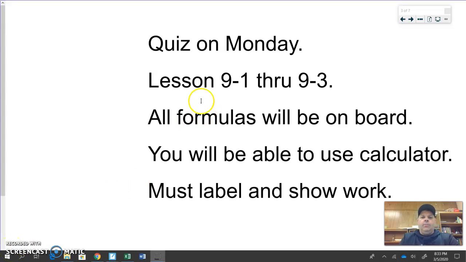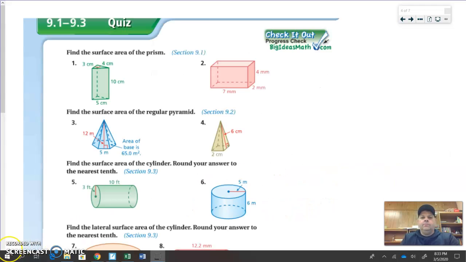Again, as a reminder, there will be a quiz on Monday. It is over lesson 9.1 through 9.3. All the formulas will stay on the board. You will be able to use a calculator. You must label and show your work.